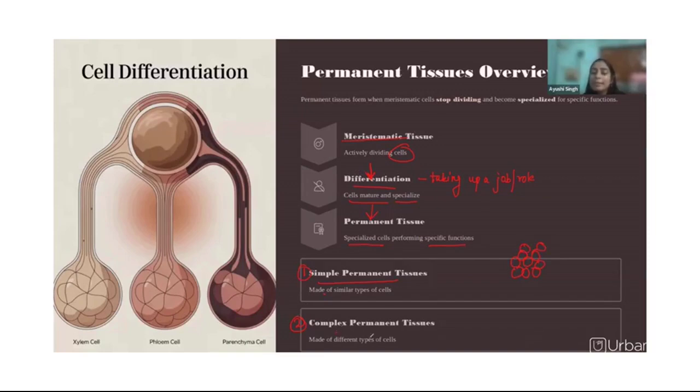Simple permanent tissues have one kind of cells. But complex permanent tissues are made up of different kinds of cells and they perform one function. So suppose conduction of water can have different kinds of cells involved together to conduct water. There are different types of cells, not only one type of cell. So maybe 3 to 4 types of cells are involved. That's why it becomes complex, and simple ones only have one kind of cell. I hope you're getting it. If you're not, you can ask your doubts in the comments.